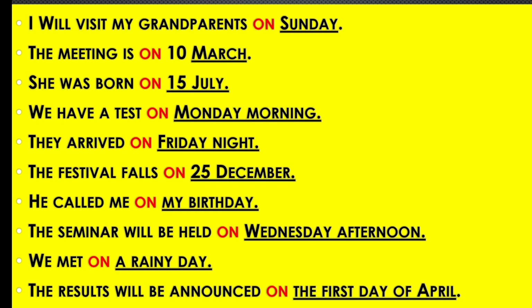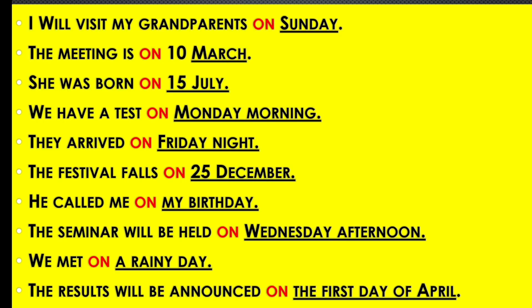Just look at the underlined words. Sunday, it is a day. 10th March, it is a special, specific date. And Monday morning, it is a specific day plus a part of the day. Friday night, Friday is a specific day plus a part of the day, the night. And 25th December, this is a specific date. So in this way, whenever we are talking about days of the week, specific dates, special days, or a specific day plus parts of the day, that is morning, afternoon, or evening, in that case we have to use on.